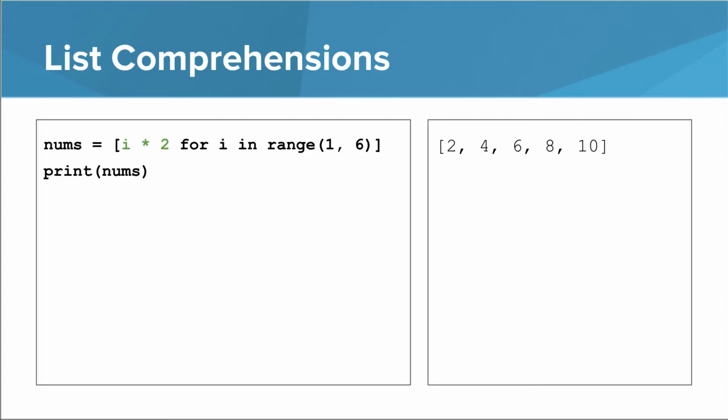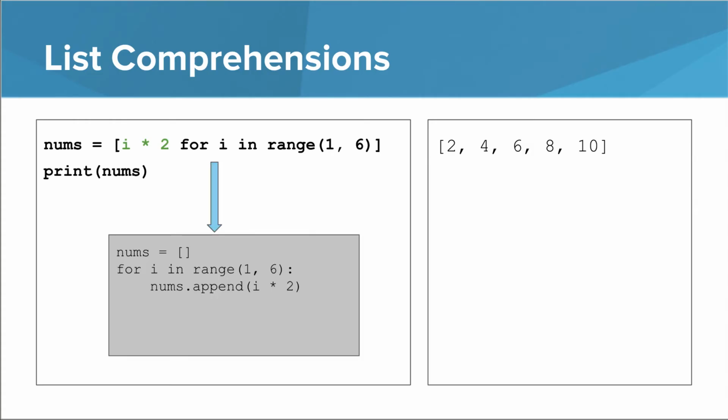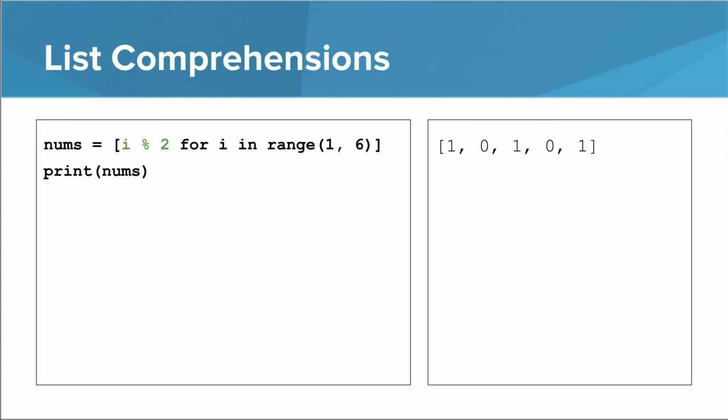When we append I times 2 instead of I, we get the first 5 positive even numbers. This is basically equivalent to this code. The for loop goes from 1 to 5, and what we append is 2 times each number. We could also do a different mathematical expression based on I. In this case, we get the remainder of the numbers 1 through 5 when divided by 2.